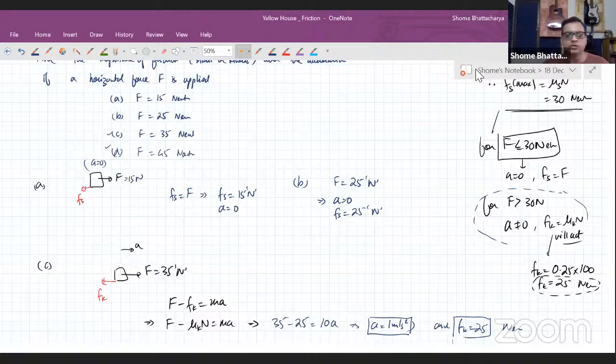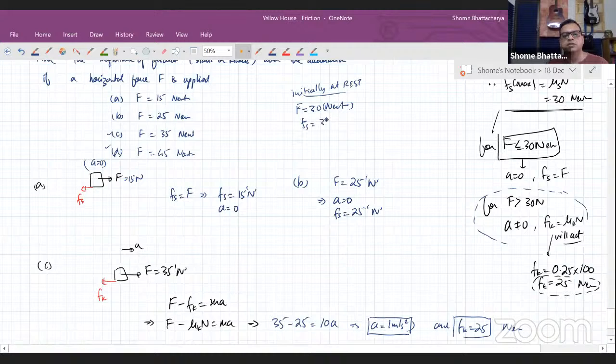Yes, for 30 Newtons also it will be 0. Even if we apply a force up to 30 Newtons, with the block initially at rest, the static friction of 30 Newtons will act and the acceleration will be 0. Only when the force becomes greater than 30 Newtons, even by a very little amount, will it start slipping.